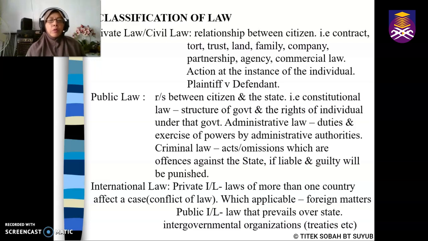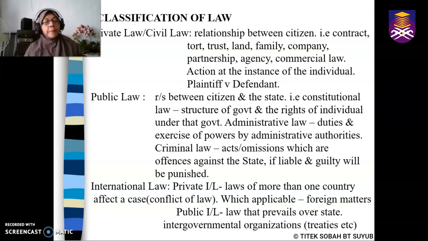Okay, the private law, which is also known as civil law, is a law with regards to the relationship between one citizen and another citizen. Meaning, these are the types of law which comprise an action taken by one individual against another individual. So examples are law of contract, law of tort, law of trust, family law, and partnership. These are all actually civil law.